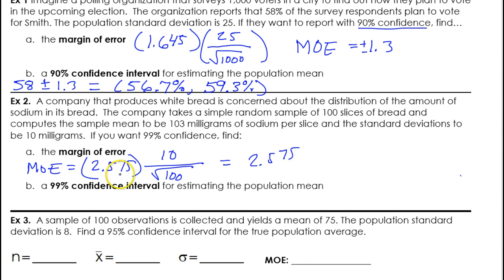2.575, which you notice is the same thing as the original number before the fraction, which makes sense because the square root of 100 is 10. 10 divided by 10, they cancel out. So, of course, it's the same thing. But we're going to round this to 1 decimal place.